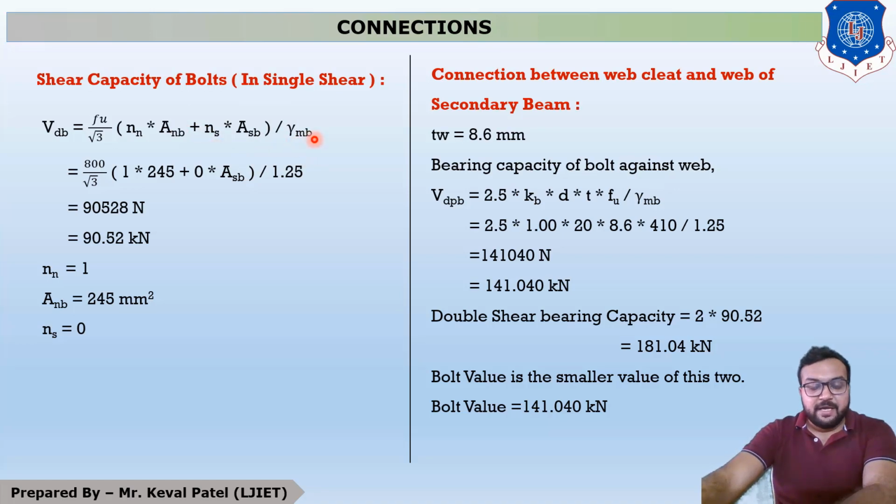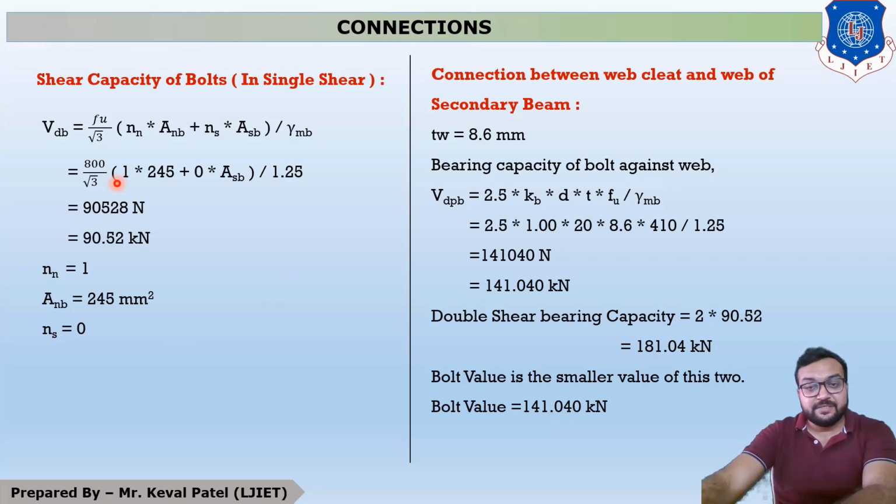Now gamma MB means partial safety factor for bolt, and it is 1.25. This value is given in IS 800 2007 page number 30. Okay, so students, after calculating all these things, our answer of VDB is 90.52 kilonewton. Now this is our shear capacity of bolt.